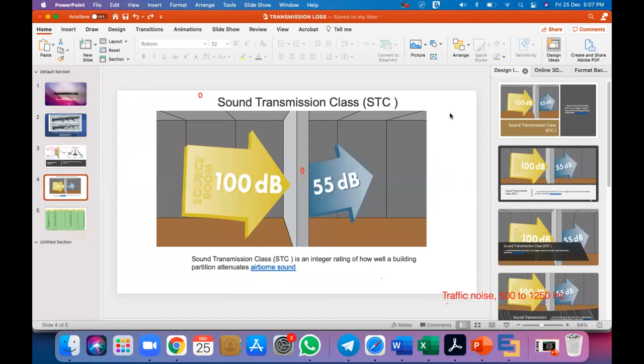It's different from STC. It's similar to sound absorption. The sound absorption coefficient is the value for each frequency, right? And then you calculate NRC. NRC is the average of the coefficients. So you can say that your material has NRC 0.6, the average noise reduction coefficient.